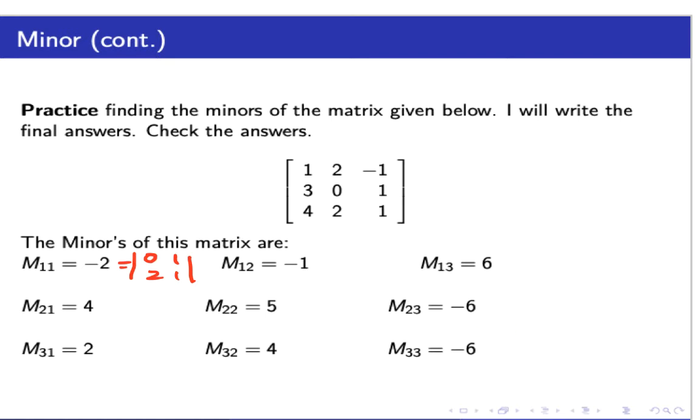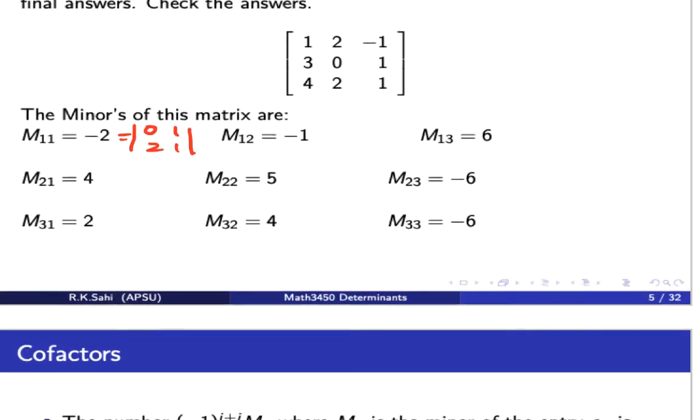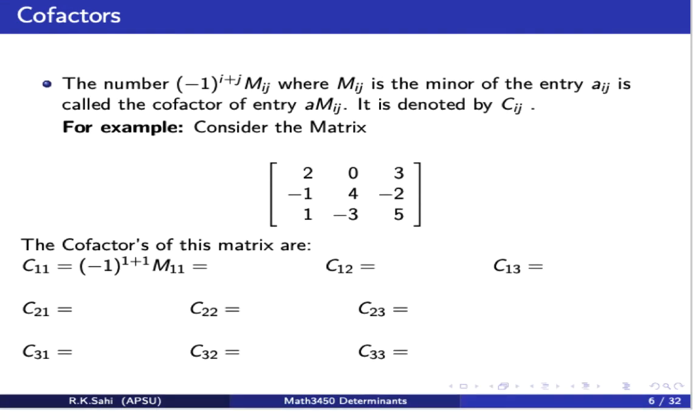Okay, guys. Now we're going to look at the next concept, which is called cofactors. This number, minus 1 to the power i plus j, times the minor of the ijth element, is called the cofactor of the entry a_ij, guys. Yeah, a little typo, so it's not a_mij, it's a_ij. It is denoted by capital C_ij. Doesn't matter what you want to write.